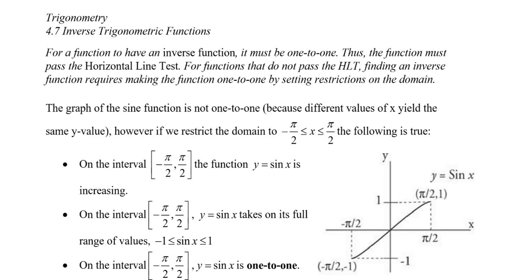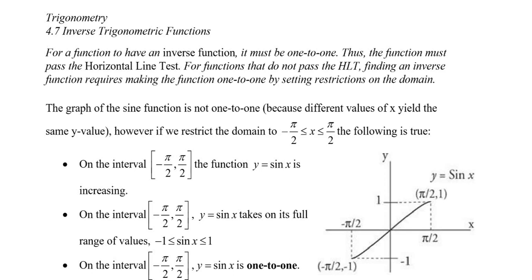So for a function to have an inverse, it must be 1 to 1. Thus, the function must pass a horizontal line test. For functions that do not pass a horizontal line test, finding an inverse function requires making the function 1 to 1 by setting restrictions on the domain.